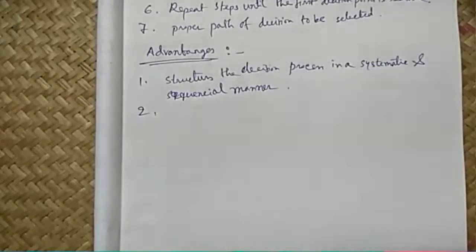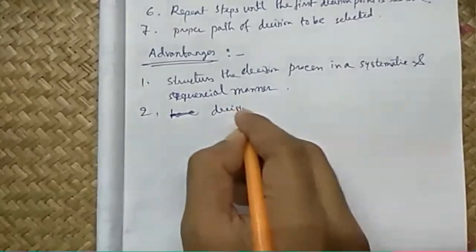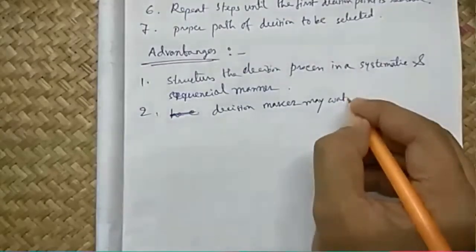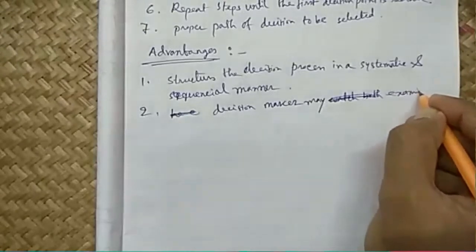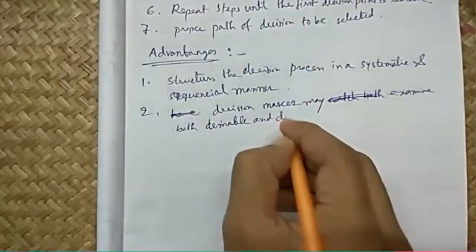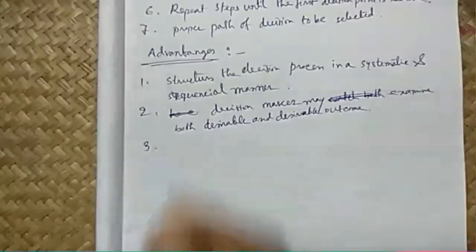Number two, the decision maker gets to choose what he wants to decide. He has all the possible outcomes, desirable and undesirable, that he can examine. Not only he, there may be she also, I'm sorry. The decision maker may examine both desirable and undesirable outcomes.